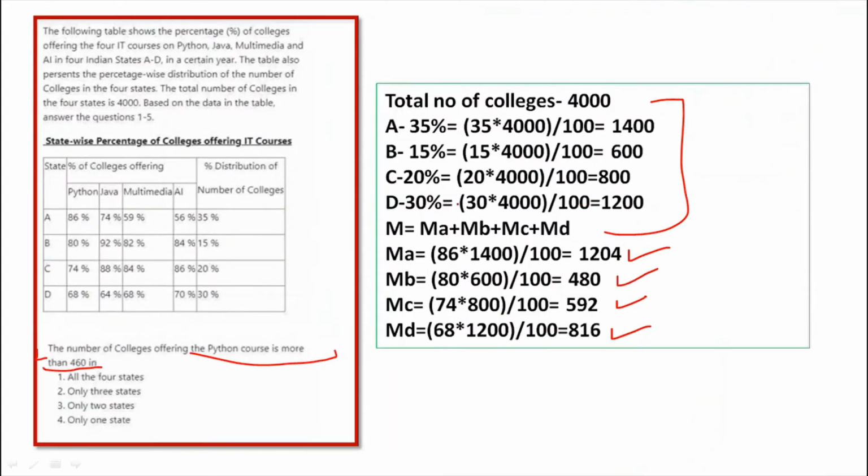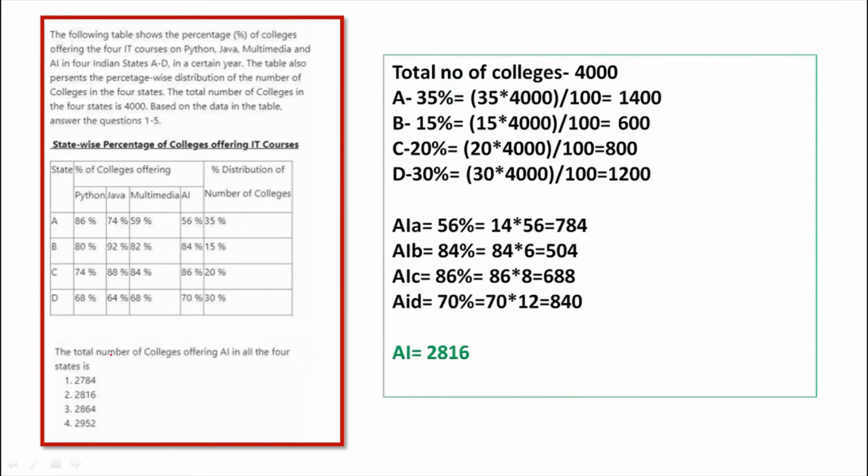So it is a simple percentage question. Third question: total number of colleges offering AI in all the 4 states. For AI, that is artificial intelligence, A state is 56% and the total number of colleges in state A, as we already calculated, is 1400. So 56% of 1400 we will have to calculate, and similarly for B, that is 84% of 600, 86% of 800, and 70% of 1200.